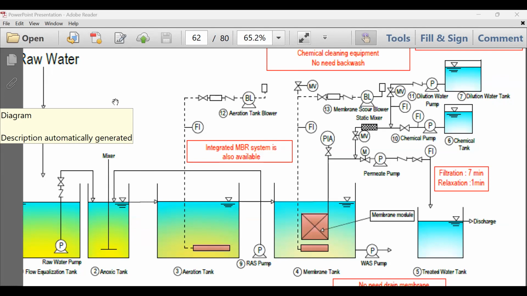Then RAS pump, return activated sludge pump. The RAS pump is required to adjust the sludge concentration of the reactor and membrane tank. When using recycling nitrification, the pump also circulates nitrified water. The circulation rate is determined primarily by the balance between the sludge concentration in the reactor and membrane tank and the target nitrogen removal rate. It is generally 1 to 3 times the raw water volume.